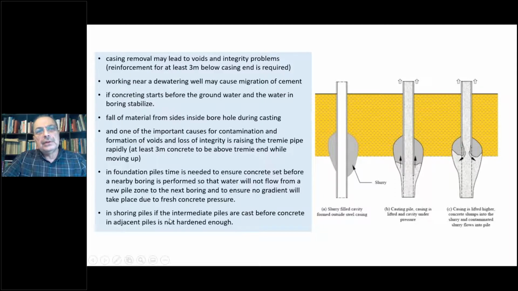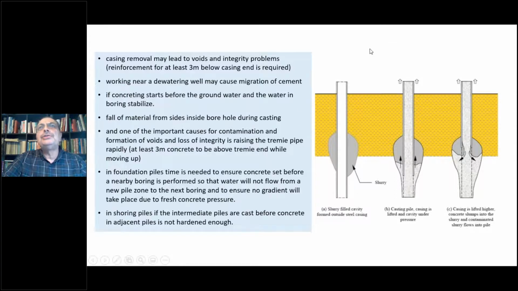If the intermediate piles are cast before the concrete in adjacent piles is hardened enough, you will face problems, like concrete falling from one pile to another. So you need to have a good sequence of piling while doing the shoring wall, so that when you do a new pile, it's away from the other pile, at least 5 piles.